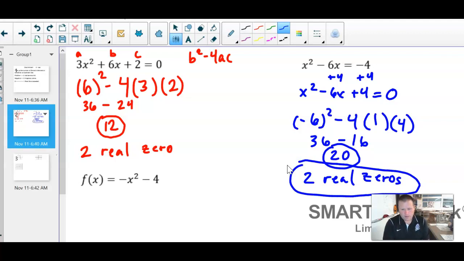Again, if you get a negative number, any negative number, there's two imaginary values. And if you get a 0, that means that there's one real. Okay. All right, look at one more example here down the lower corner.